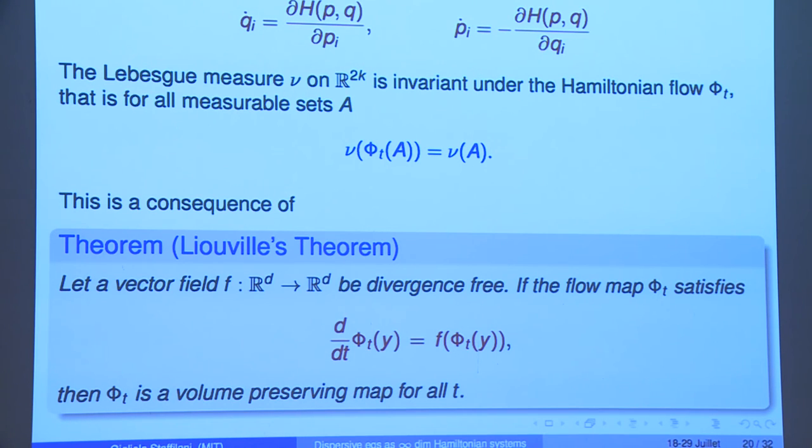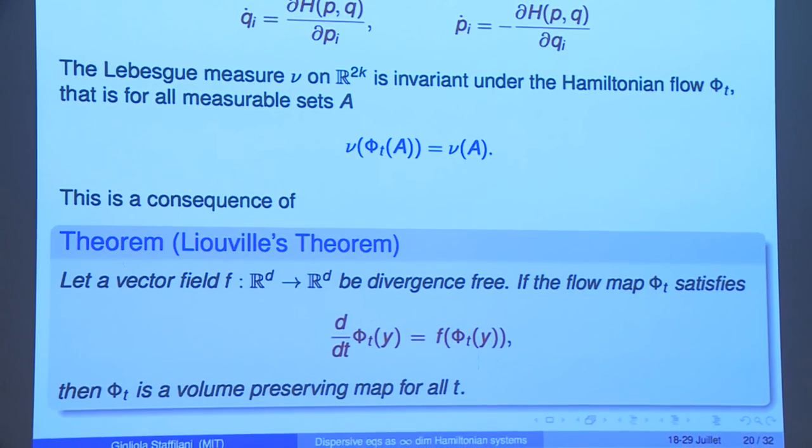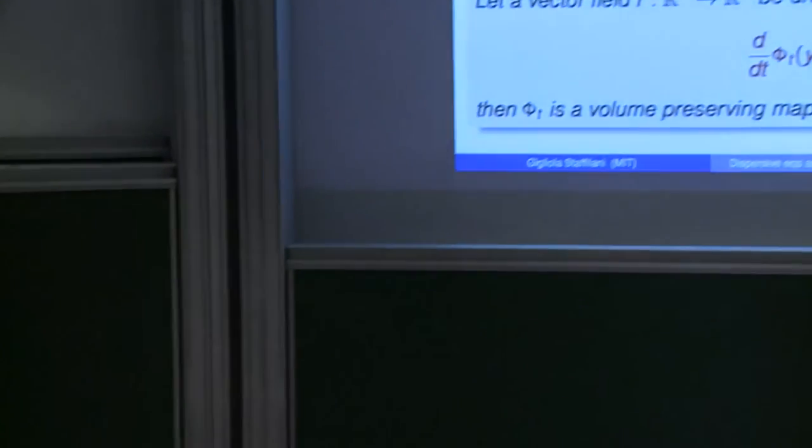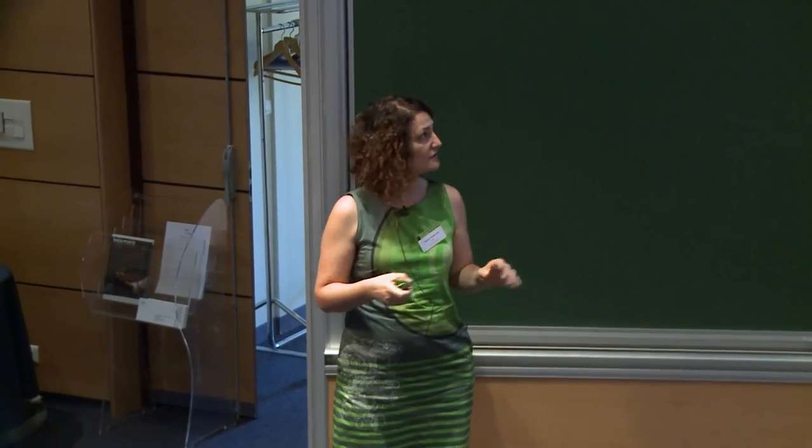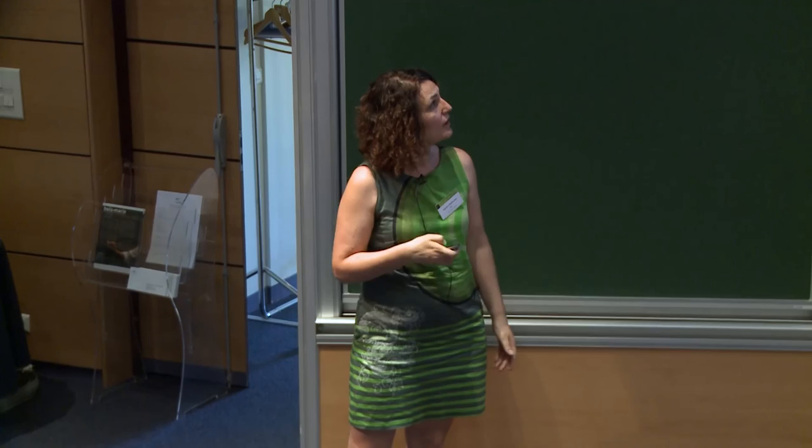Now for a Hamiltonian system, Liouville's theorem is applicable because, in particular, the right-hand side of the Hamiltonian system is divergence free. Hence, as a consequence, any Hamiltonian flow leaves the Lebesgue measure, or the volume measure, invariant. That's very simple.